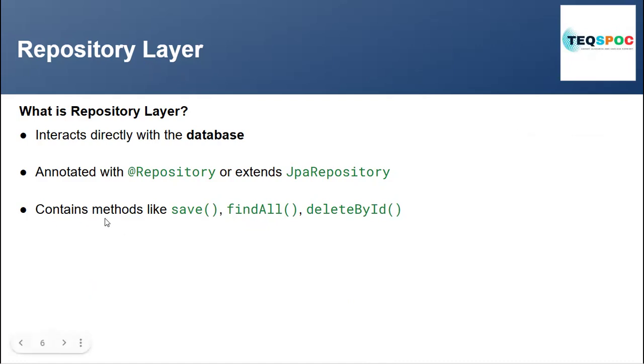JPA repository contains the save method, which is a built-in method that basically saves the data. The findAll method will help us get all the data, and deleteById and findById basically help us delete by ID or find by ID number. Okay, these are the built-in methods which are present inside JPA repository.